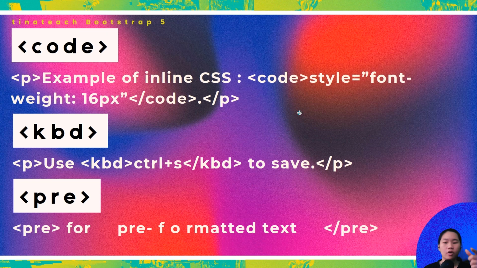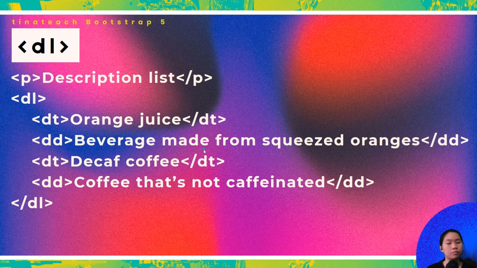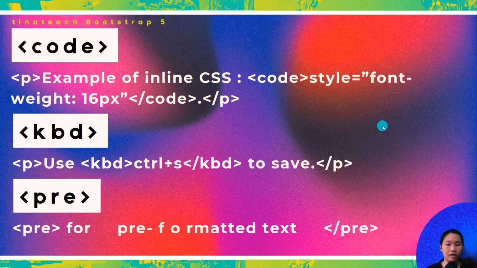To the next part, code, KBD, and pre, which is the last part of this lesson. So code, I have an example here, inline CSS. And then I have a code tag, open code tag, style equals to font weight 16 pixels, for example, and then I just close the code tag, okay? You don't need to add in any sort of classes or anything like that. Same with KBD and pre. It's the same as DL, just put it in a container and you'll be good, okay?